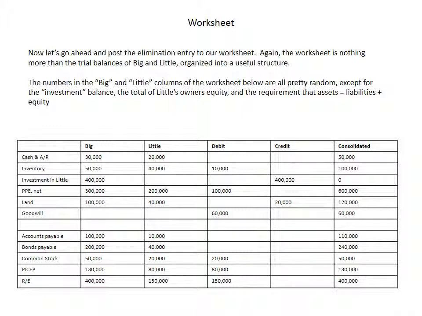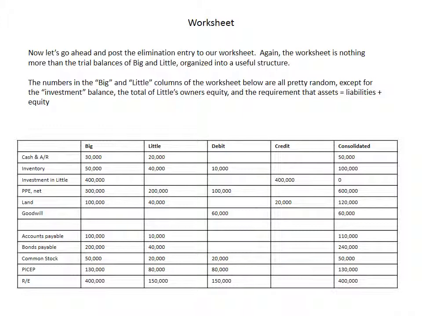The investment in Little account, it's on Big's balance sheet with a balance of $400,000, which is obviously a debit balance because it's an asset, investment in Little. The corresponding credit of $400,000 eliminates that and takes the consolidated total to zero, as it must be. Property, plant, equipment net, as reported, Big has $300,000, Little has $200,000, and we added in the debit column another $100,000, taking the total up to $600,000.